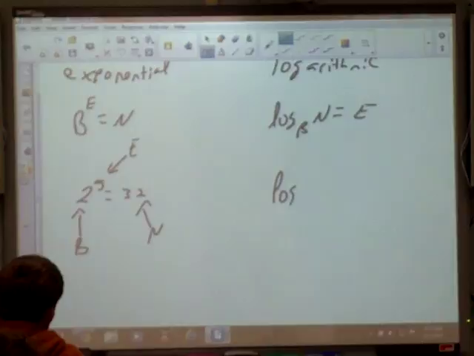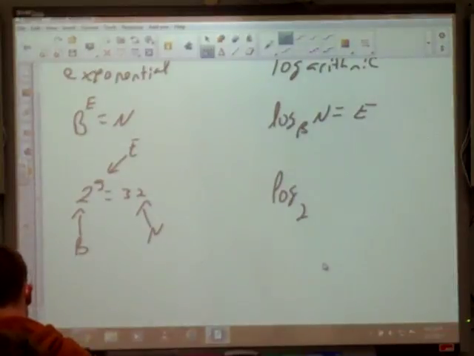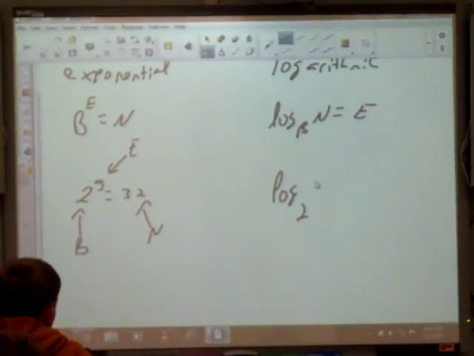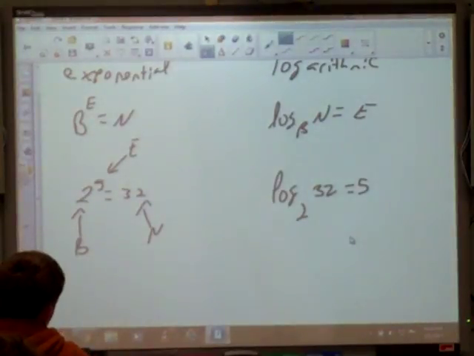So I'm going to say the log of my base, the B, which was 2, so it goes down. What's that called when you drop something down? Has it got a name? I don't know, just base, I guess. And then our N is 32, and our E was 5. So we're just rewriting back and forth between log and exponential form. Let me give us one more of those and then we'll get to solving.